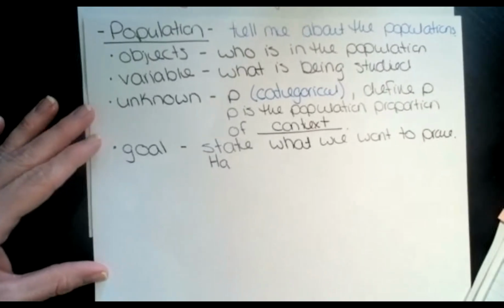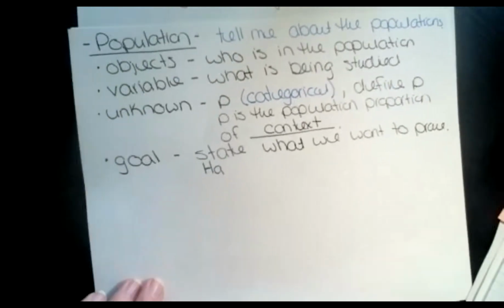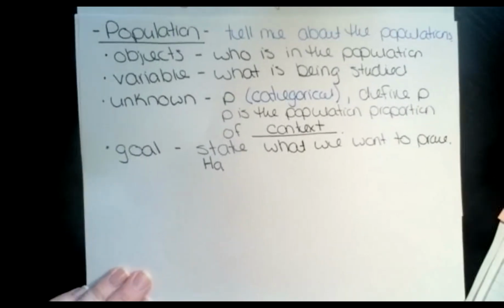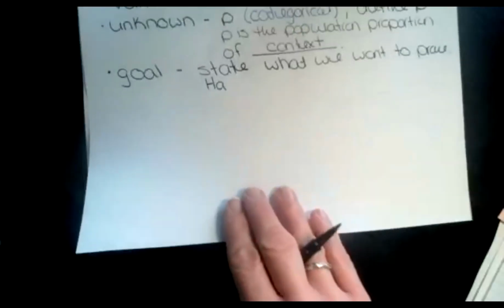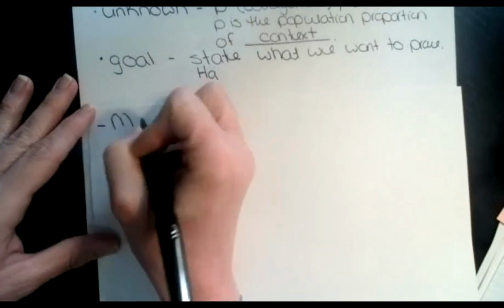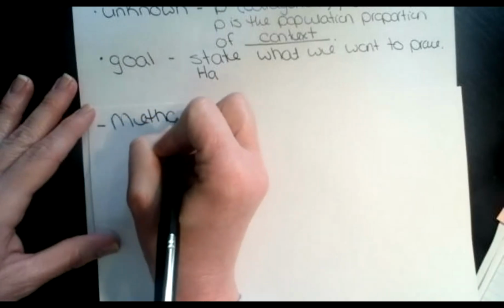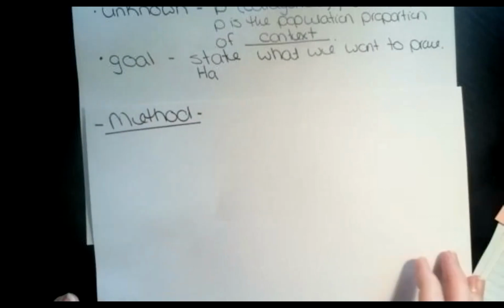Because sometimes these get a little long. So let's take a look at the method step. I think I might not have enough room. I'm going to go to a new page because I don't think I have enough room here, and I kind of like to keep it all together. So the method step is the second step of our 5-step process. Okay.